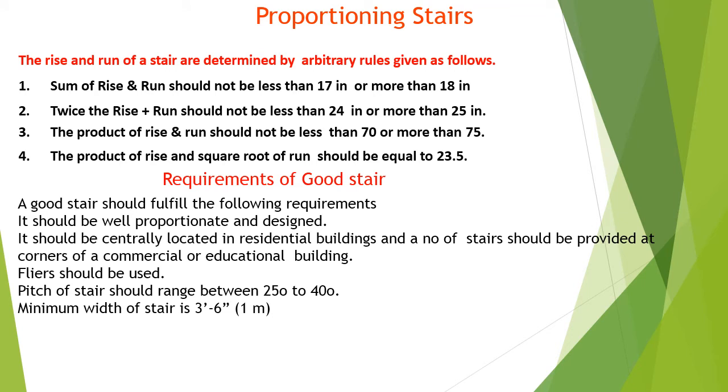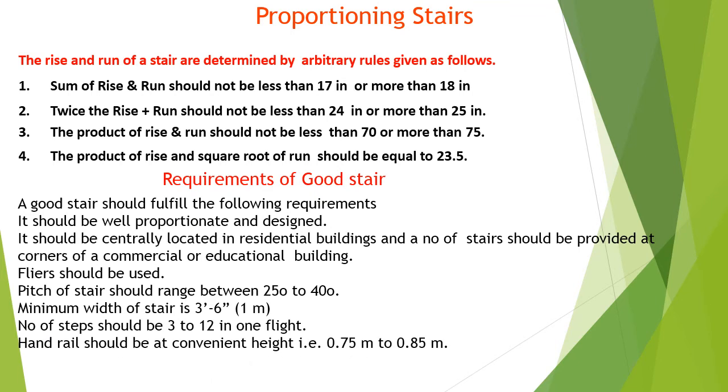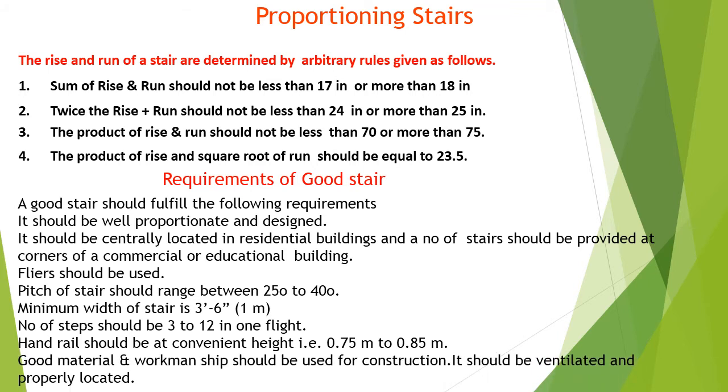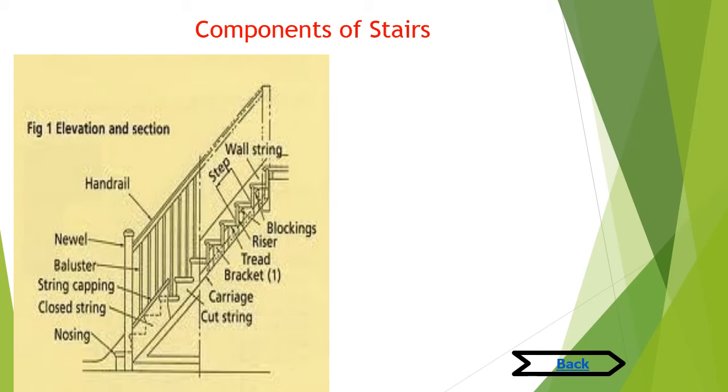Minimum width of the stair is 3 feet 6 inches, that is 1 meter, so that you can carry your luggage up and down. The number of steps should be 3 to 12 in one flight. Handrail should be at a convenient height, that is 0.75 meter to 0.85 meter. Good material and workmanship should be used for construction. It should be ventilated and nicely located. Components of the stair. See, these are the components of the stairs.